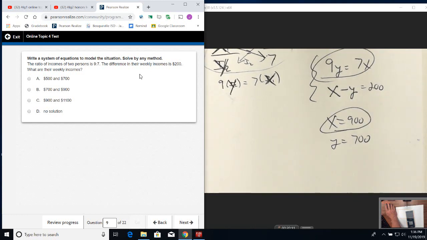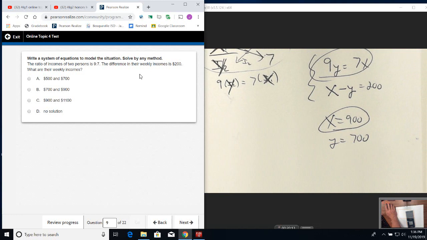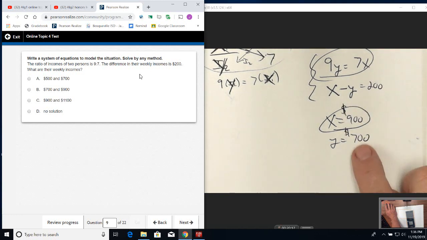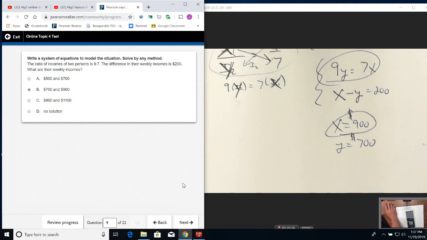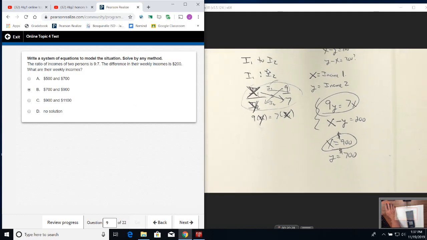Income 1 is how much money each week? $900 per week. And then person 2's income is how much per week? $700. So that's answer choice B. Y'all got it? Do we understand how to solve that problem? You might see one like that on the test.